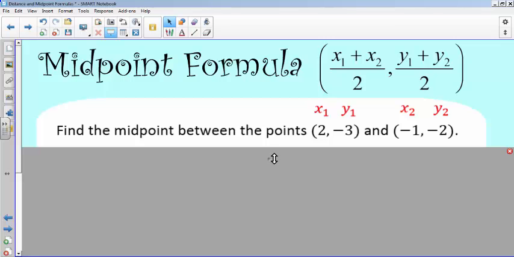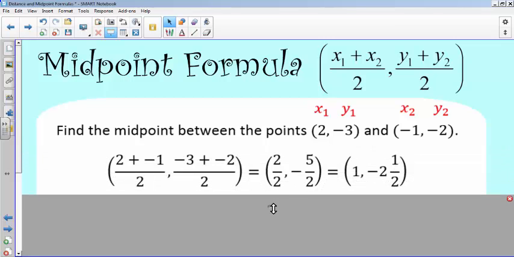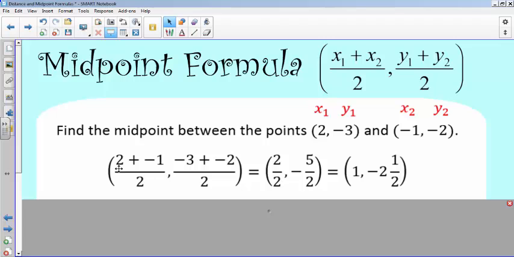Alright, so once you plug in all of those values, you have the x1, which is 2, plus the x2, which is -1 divided by 2, and then you have the y1, which is -3, plus the y2, which is -2 divided by 2. You simplify that, 2 plus -1 gives us 1. 1 divided by 2, we can go ahead and simplify. And then -3 plus -2 gives us -5. Divide that by 2, and then we simplify to get -2 and 1/2.